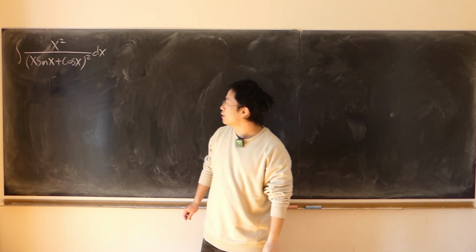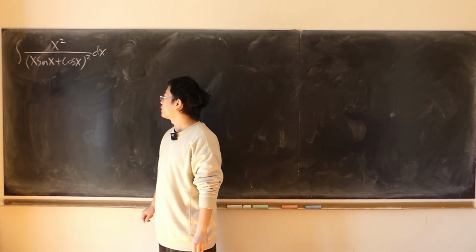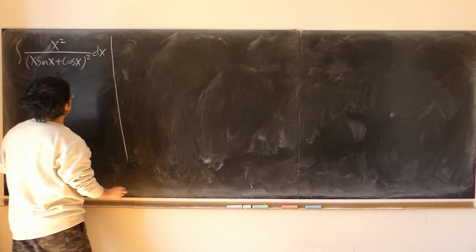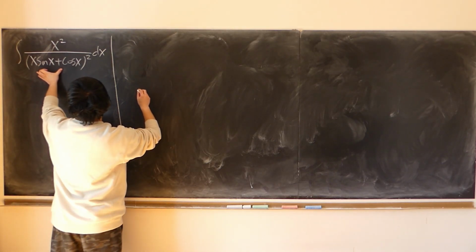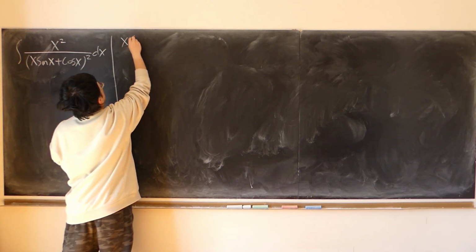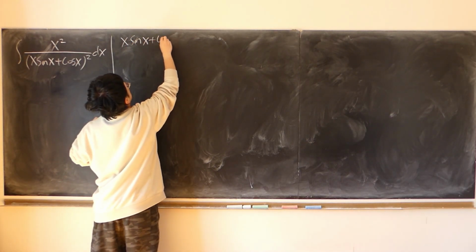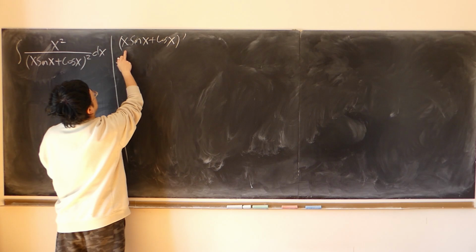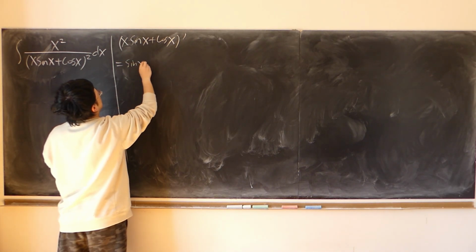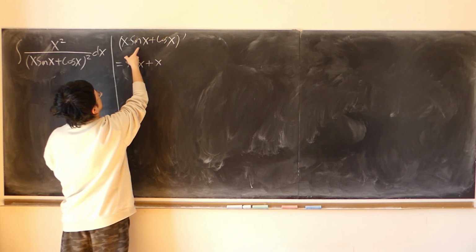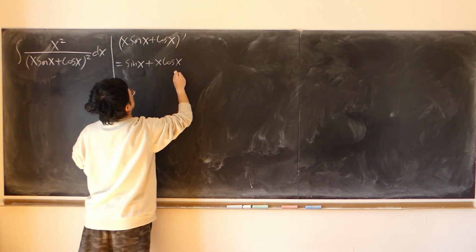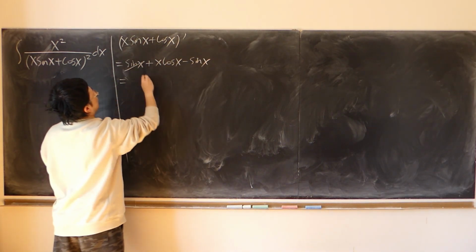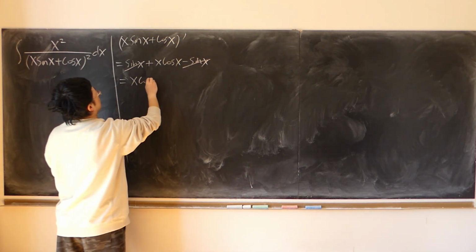Here we have some indefinite integral, x squared over (x sine x plus cosine x) quantity squared. So first, I'm curious to find out what's the derivative of this bit, sine x plus cosine x. What's its derivative? Differentiate x gives me 1, 1 times sine x. Keep x, differentiate sine x: cosine x. Differentiate cosine x: negative sine x. So sine x, negative sine x, cosine x.